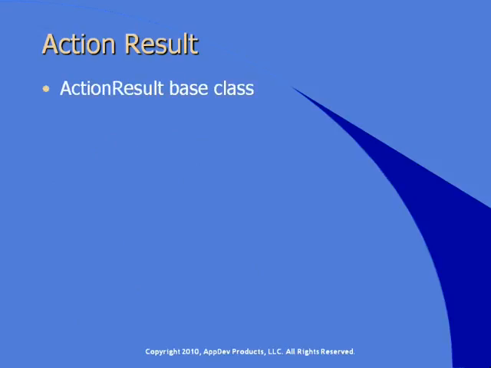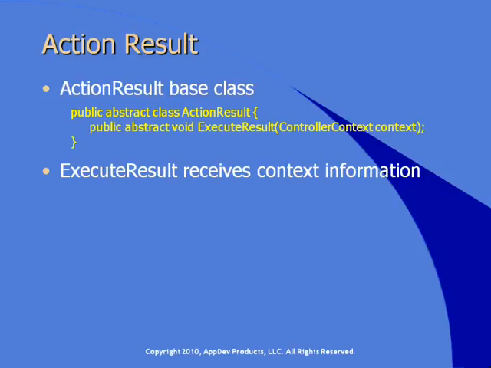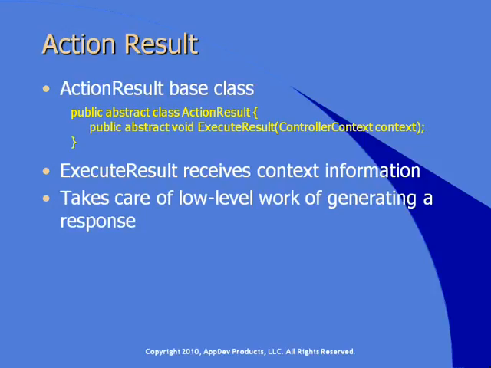All of these action results are objects that derive from the action result base class. This class has a very simple definition, and this is code from the System.Web.Mvc source code that you can download from Microsoft. As you can see, the class contains a single method, ExecuteResult, which receives a controller context object with information about the desired result. An action result object takes care of the low-level work of generating the response, once you've written the custom code that implements your application logic. It's a nice separation of framework-level infrastructure code from the custom code within your application.